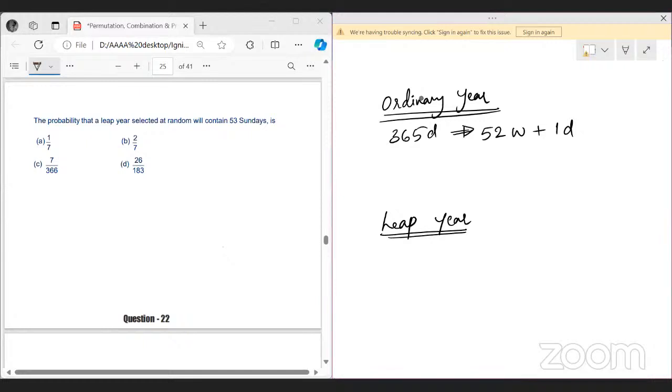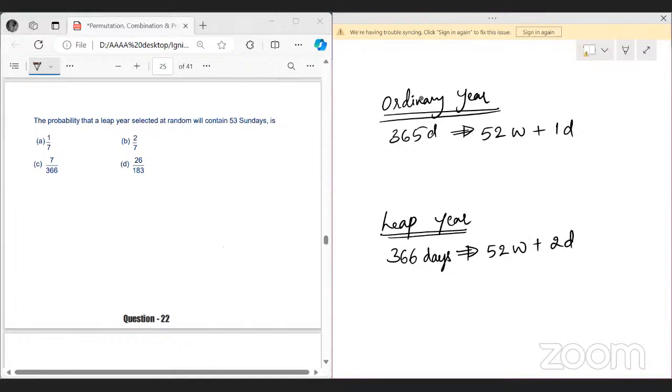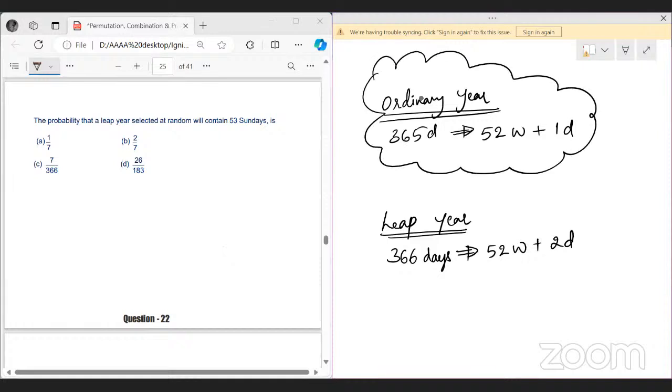Correct? Now, in a leap year, you have 366 days, which means how many weeks? 52 weeks plus 2 days. Excellent. Right. Now, I don't want this because my question is not on ordinary years. My question is on leap year. If you have 52 weeks, how many Mondays will you have?